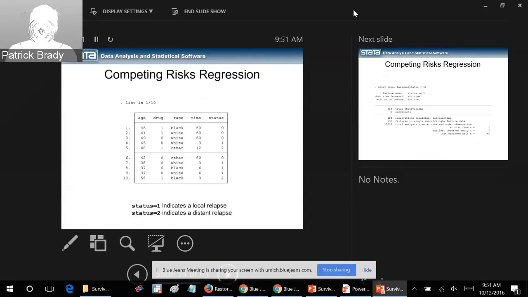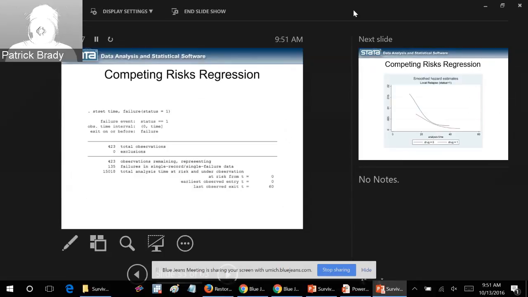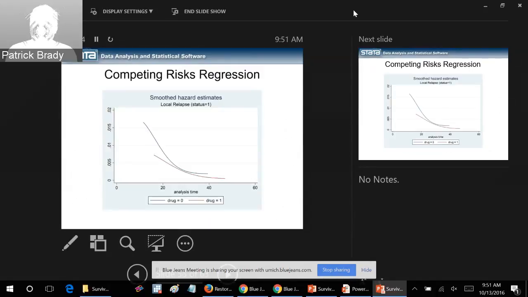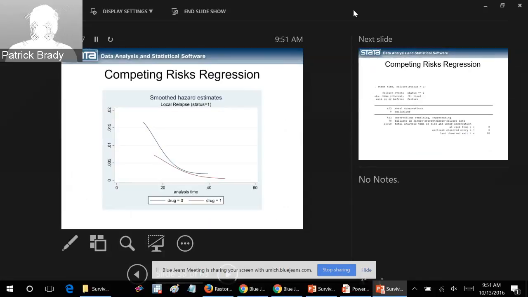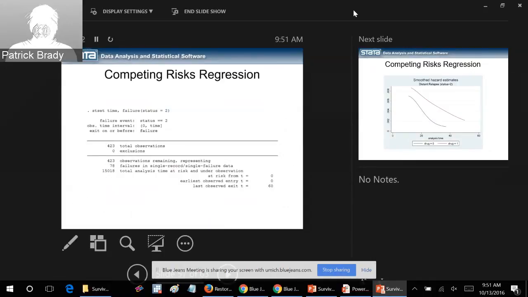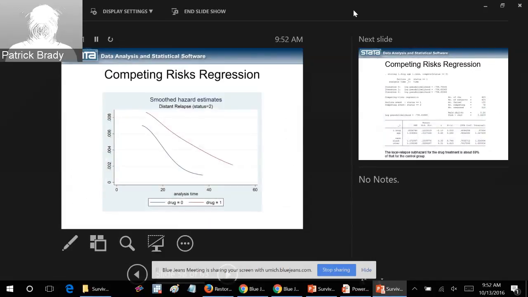So this is just a quick listing of the drugs. Again, status 1 is local, status 2 is distant. So when I ST set my data, now instead of just typing failure status, I need to tell it specifically which kind of status is the risk I'm interested in. So status equals 1 is local relapse, so that's what I'm interested in. If I ST set the data this way, I can then look at things like smooth hazards for local relapse. Or I could ST set my data and tell it that status 2 is the failure of interest. So now distant relapse is the failure event I'm interested in, and I can look at the hazards for that over time.